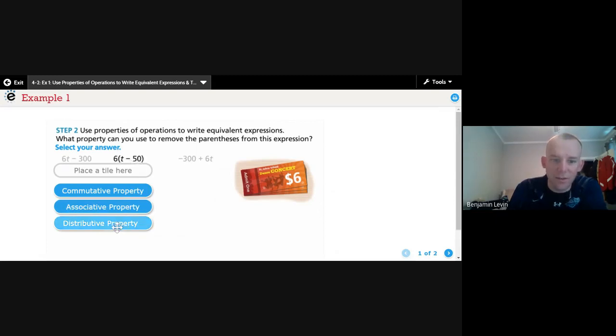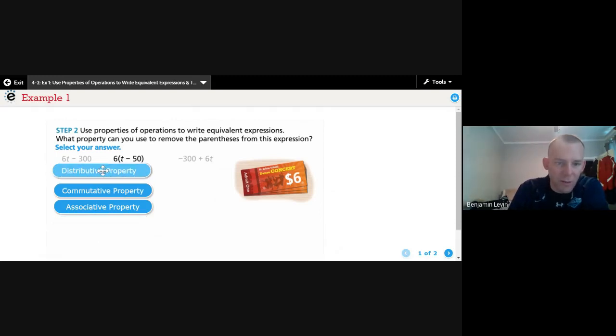So this is distributive property, and it looks like this would be correct. I'm not sure why you would do it like this, because there's no reason to split up the $300 into 6 groups of 50, but this does technically give us the correct answer with distributive property.